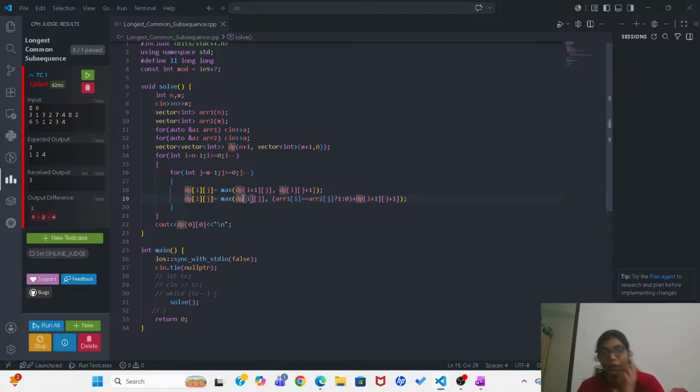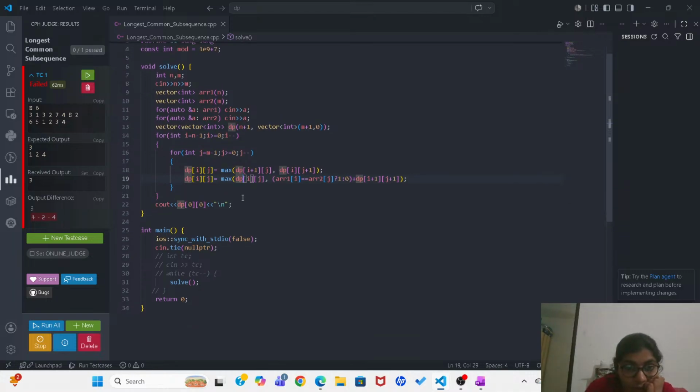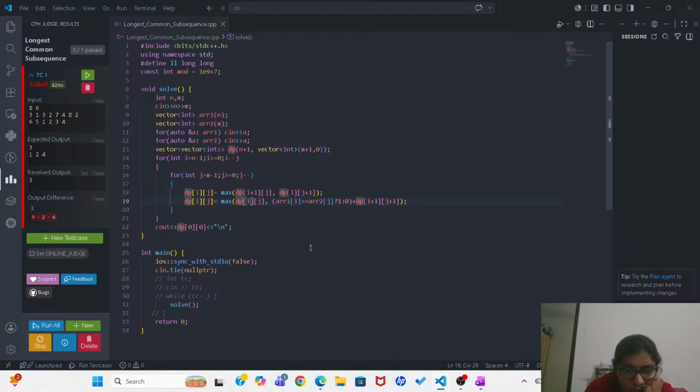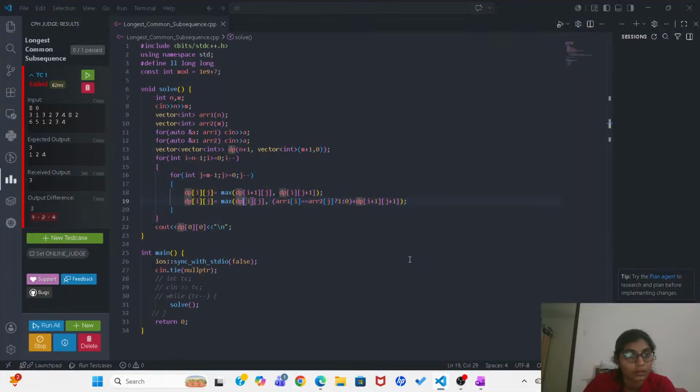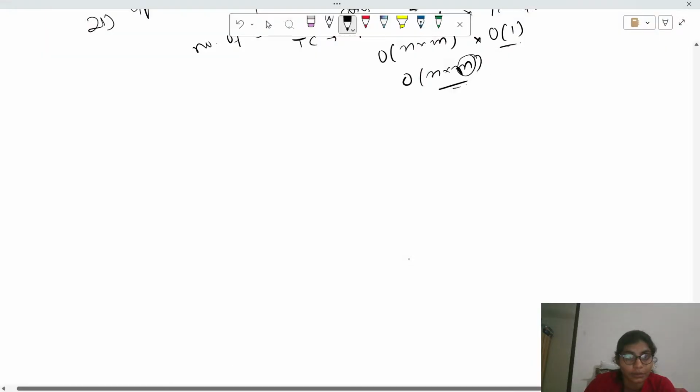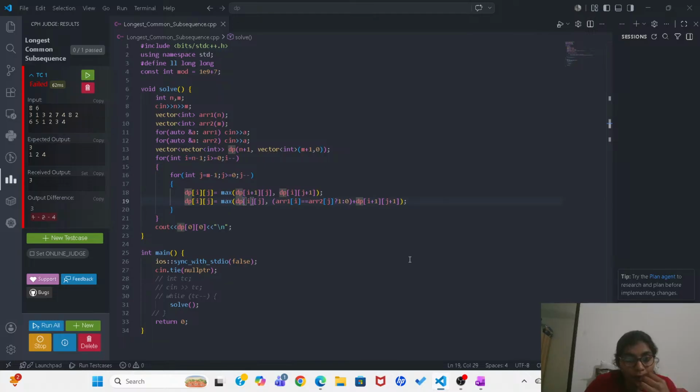Hmm. Now this is an interesting one to solve. Yeah, we can backtrack if we want to get the answer. So let's see how we can get the answer back. The subsequence that, just a minute, let me think.